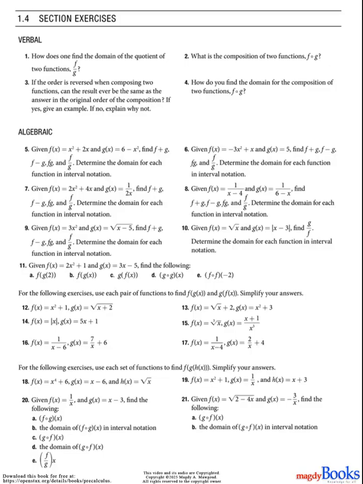19. f of x equals x squared plus 1. g of x equals 1 over x and h of x equals x plus 3. 20. Given f of x equals 1 over x and g of x equals x minus 3.